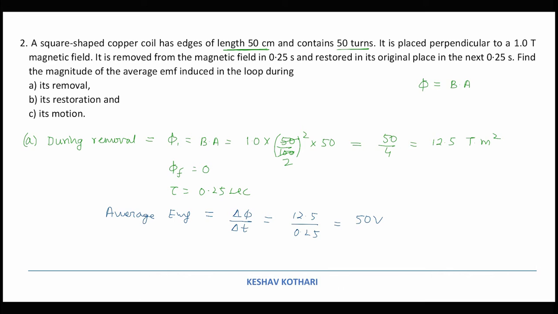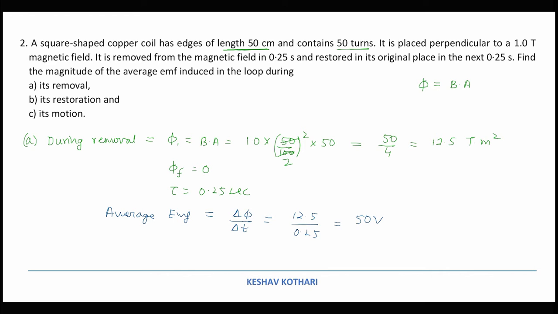Now in the next part it is asking about its restoration. When it is restored, again the same change in flux is going to take place. The initial value will become 0 and the final value of flux will become equal to 12.5 Tesla meter square, and again the average value of the induced EMF will come out to be the same value, that is delta phi by delta t, which is equal to 50 volt.